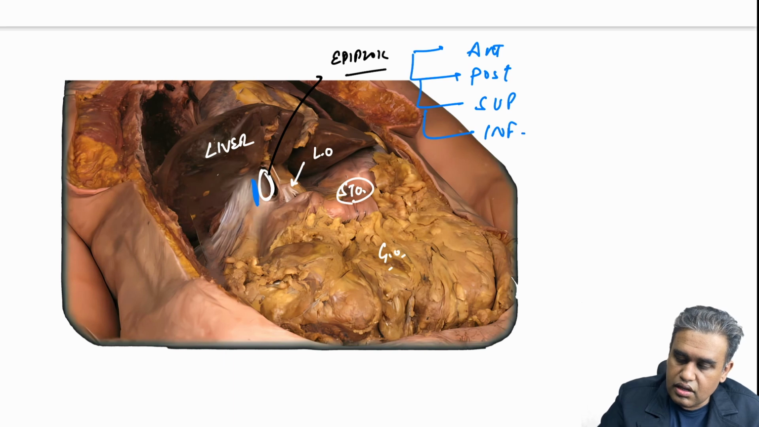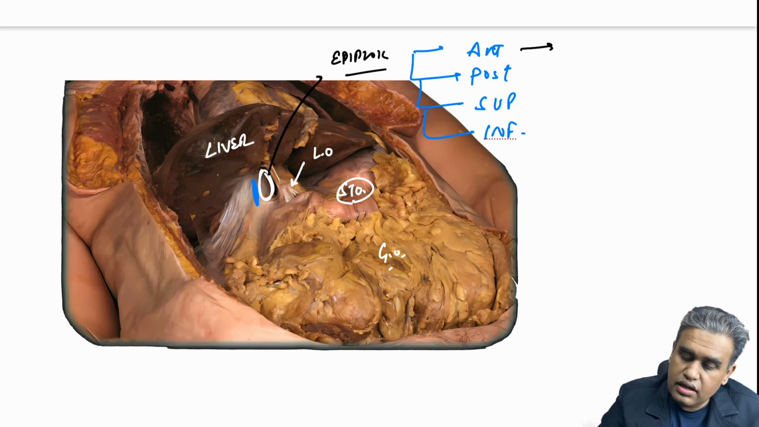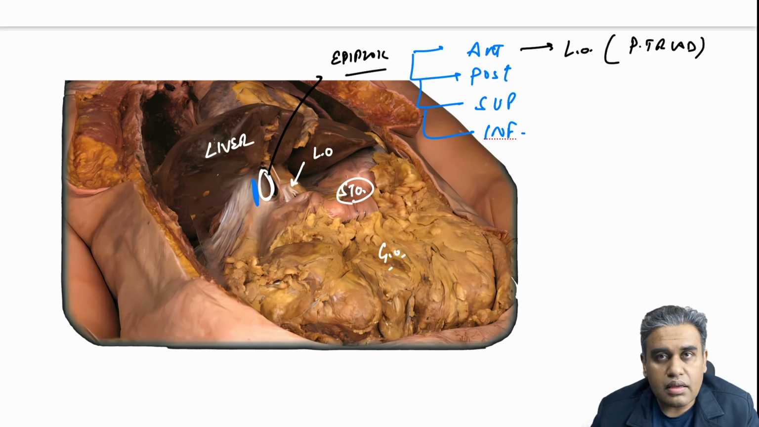Let us see. What lies anteriorly? As you can see, the right margin of the lesser omentum. So anteriorly we have the lesser omentum. What is inside the lesser omentum? We have the portal triad structures. What is that portal triad? Portal vein, hepatic artery, and the bile duct.